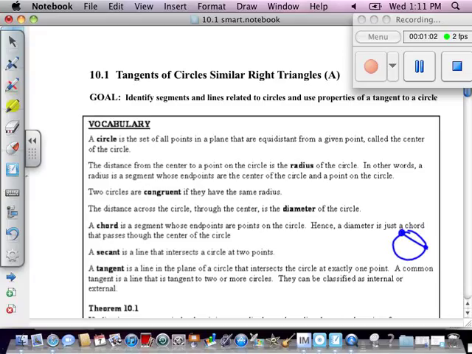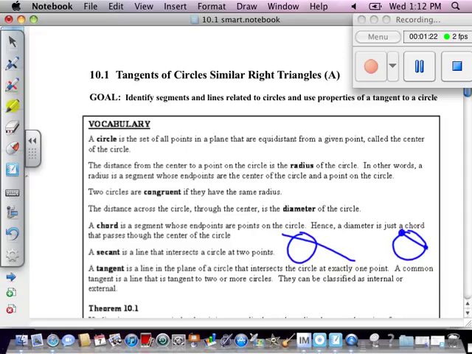Okay, a secant is a line that intersects the circle at 2 points. So a secant is a line. It just has to cross the circle twice, anywhere on there that it crosses twice. So a chord is a segment and a secant is a line. A chord stops at 2 points, secant goes all the way through.